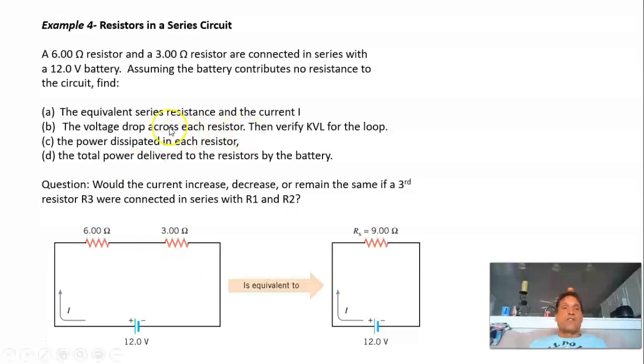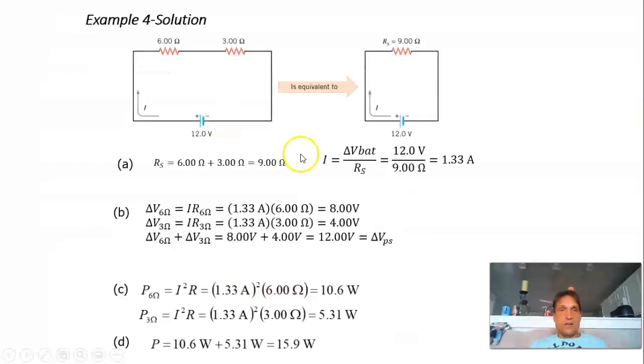So the first question is, what's the total or equivalent resistance? Well, 6 ohms plus 3 ohms is 9 ohms. So this circuit behaves the same as a single resistor of value 9 ohms. What's the current? To calculate the current, it's the battery voltage, delta V battery, divided by the total resistance, which is 9 ohms: 1.33 amps.